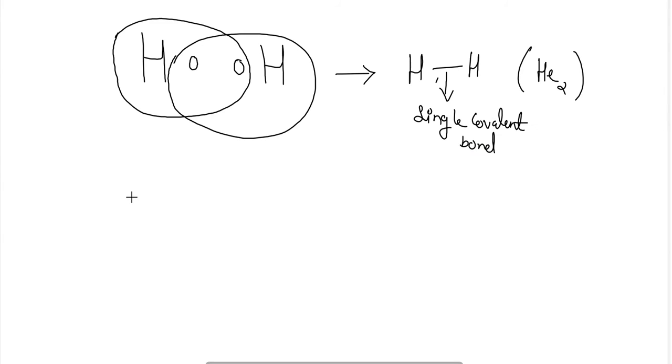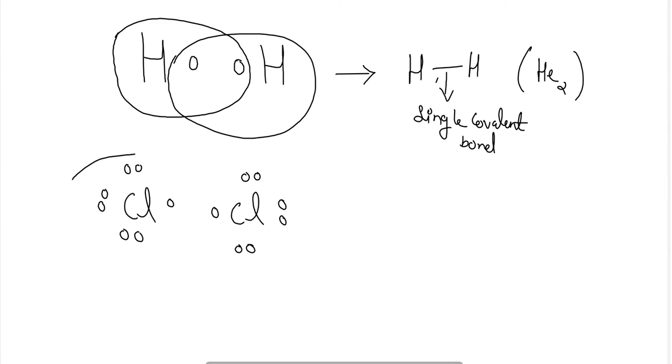Similarly, a single covalent bond can also be observed in the case of chlorine. In order to discuss this particular sharing, we will use the Lewis dot structure. For chlorine, the Lewis dot structure has how many electrons? 7 electrons in the outermost shell. So 1, 2, 3, 4, 5, 6 and 7. Similarly here also, 7 electrons in the outermost shell for the chlorine.